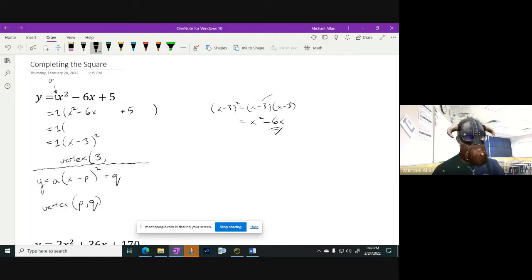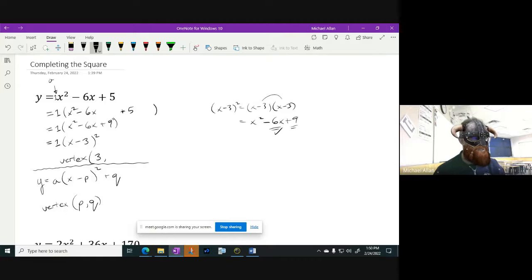But then I'm going to go negative 3 times negative 3, and I get a 9. All right? Now the 9, I don't see a 9 up here. I see a plus 5, but I don't see a 9. So that's where we run into a little problem.